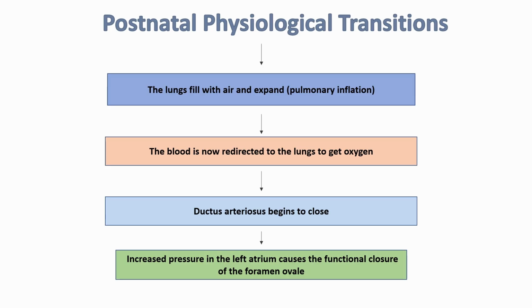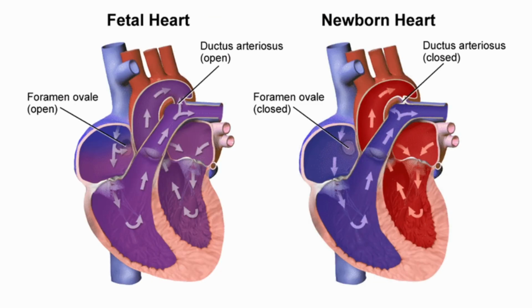It becomes a wall. Look at this image. It shows how the heart changes its function immediately after birth. Fetal heart, before birth, you can see two shortcuts: foramen ovale, an opening between the right and left atria; ductus arteriosus, a vessel connecting the pulmonary artery to the aorta.